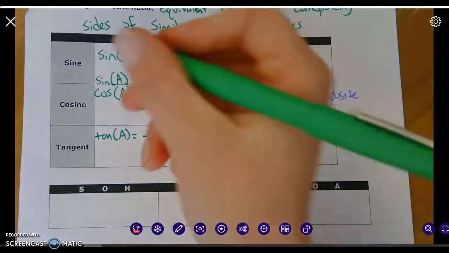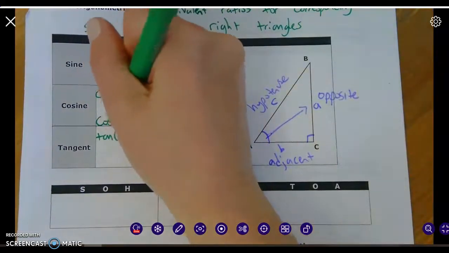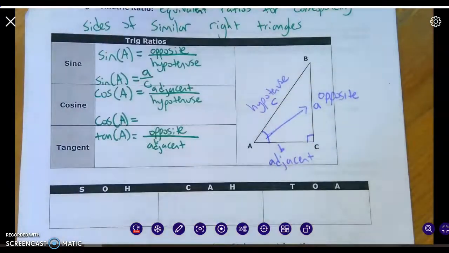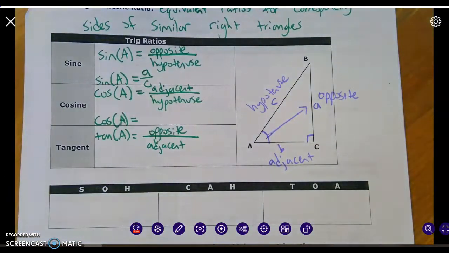Okay, so jump down to cosine. So cosine of A. What two letters will we use for cosine? B over C. Yeah.